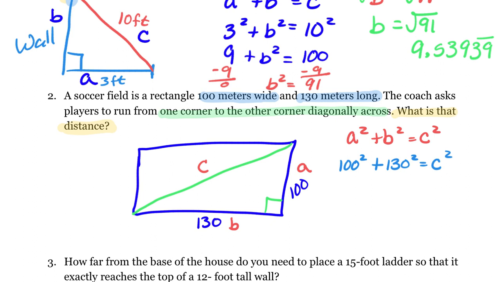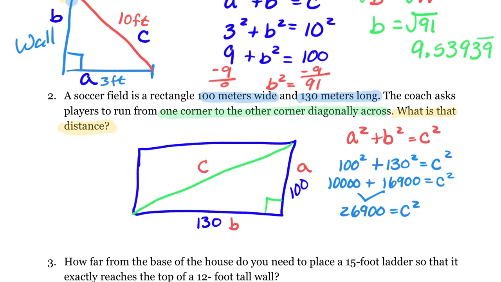Now do the math. 100 squared is 10,000 plus 130 squared gives me 16,900 equals C squared. So now I'm going to add these two together. I get 26,900 equals C squared. So I solved and I have C squared.